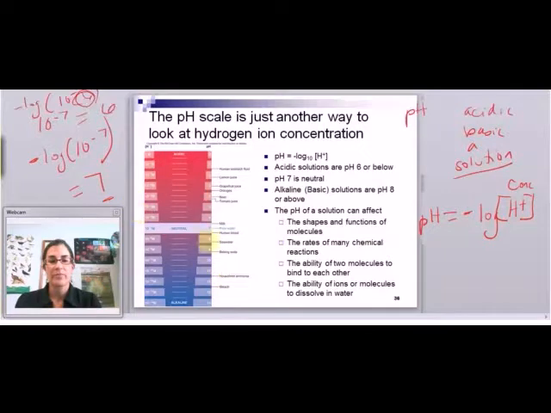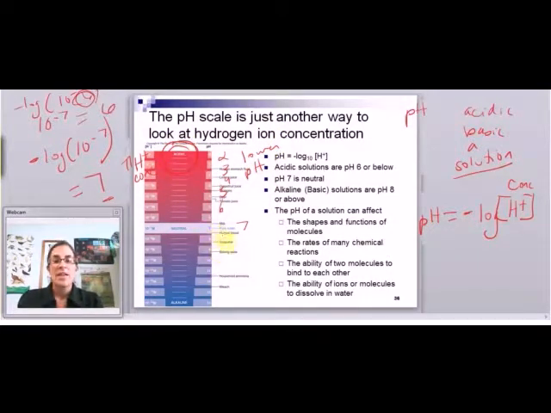Okay, so 10 to the negative 7th is the hydrogen ion concentration of water. So that means that the pH of pure water is 7. This is considered neutral. Pure water has a pH of 7, and that's neutral. Anything that is lower in number, so 6, 5, 4, 3, 2, those are lower pH numbers, and actually have higher H+. So it's a higher H+ concentration, a lower pH number, and that is acidic.